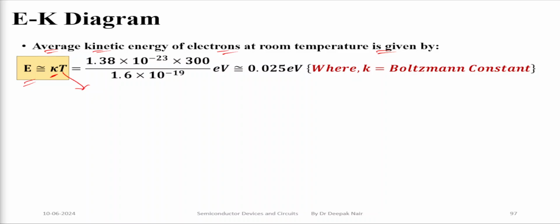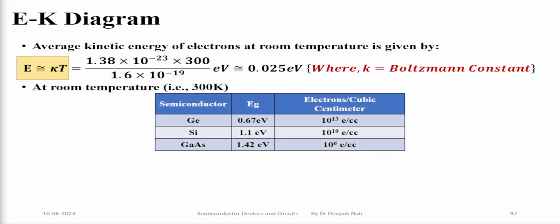If you put in appropriate values, k is 1.38 times 10 to the power minus 23, room temperature is 300 kelvin, and the charge of an electron is 1.6 times 10 to the power minus 19, we end up with energy E equal to 0.025 electron volt. This term is generally repeated many times when you study diodes. There is a direct correlation between this value and the diode's current.